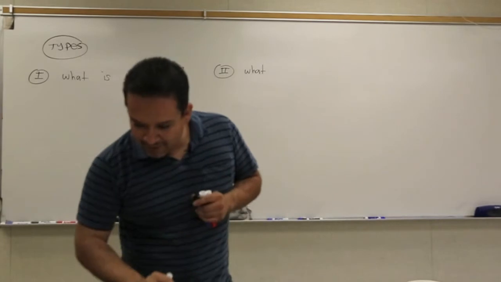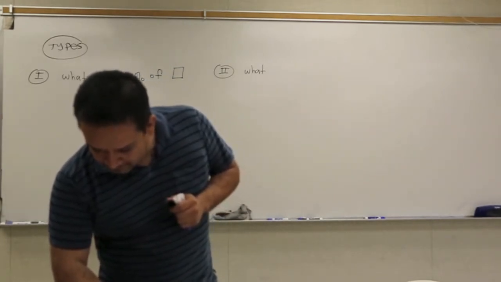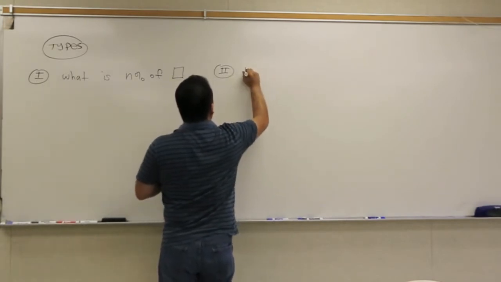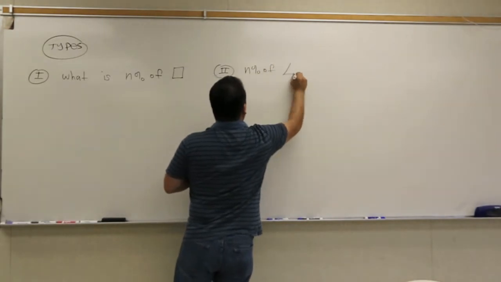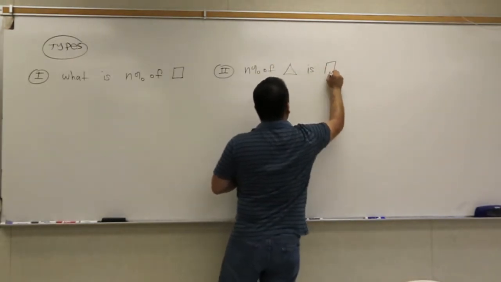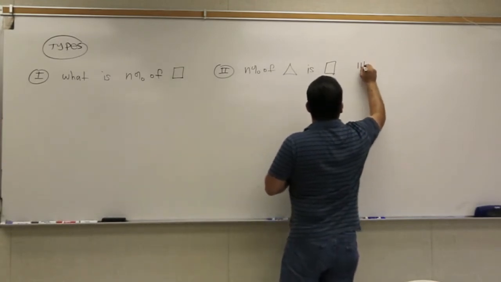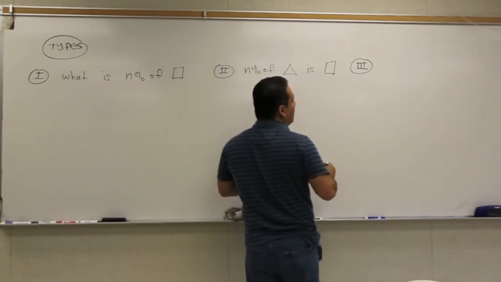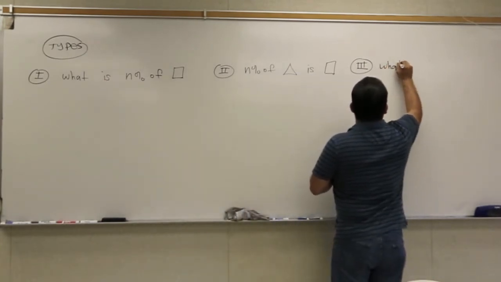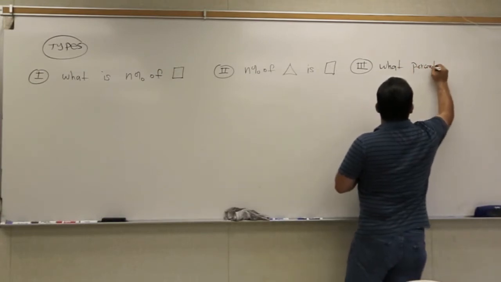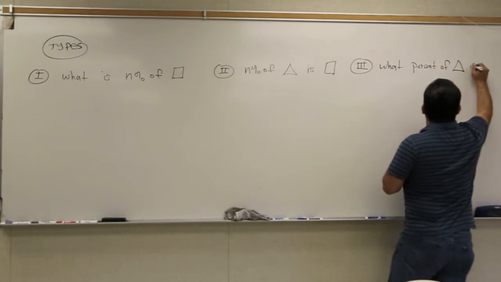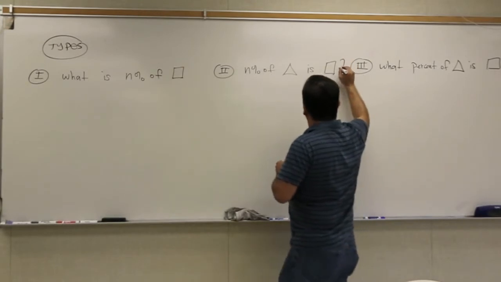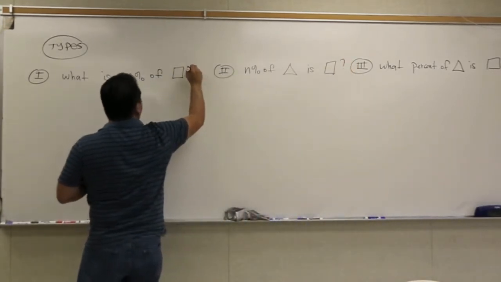Let's go with our type 2 here. Sorry, you guys got me thinking of the beach. What if they gave you n% of triangle is square? That's a type 2. Here's the type 3. What percent of triangle is square? These are all questions.